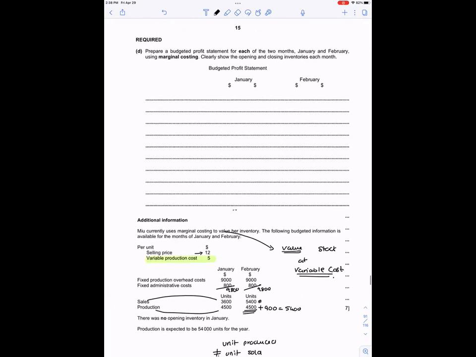Now, what do they want me to prepare? They want me to prepare a budgeted profit statements for 2 months, Jan and Feb. Okay? Using marginal costing. Marginal costing means sales minus variable costs, contribution minus fixed cost profit. So I will first prepare for January.